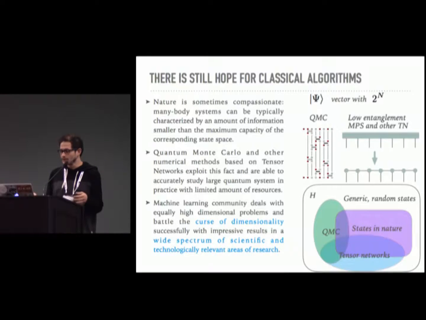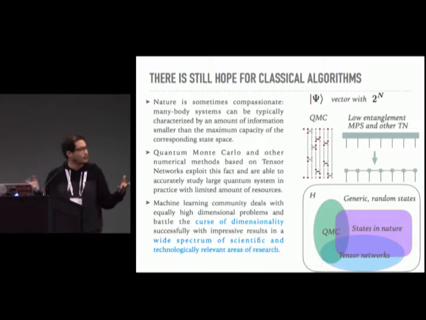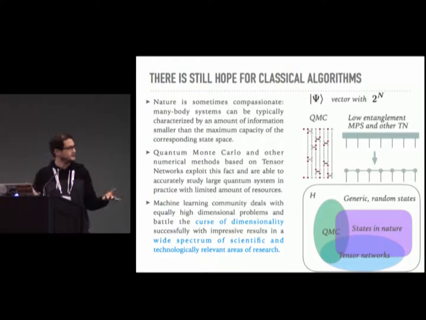We exploit that some states in nature are typically low entangled, and so here is a diagram of Hilbert space, and here is QMC, which solves some problems. There are tensor networks, which solve some other states in nature. Some of them we can solve, and then there are generic random states. So we use techniques in spite of this curse of dimensionality, and the same is true for the machine learning community.